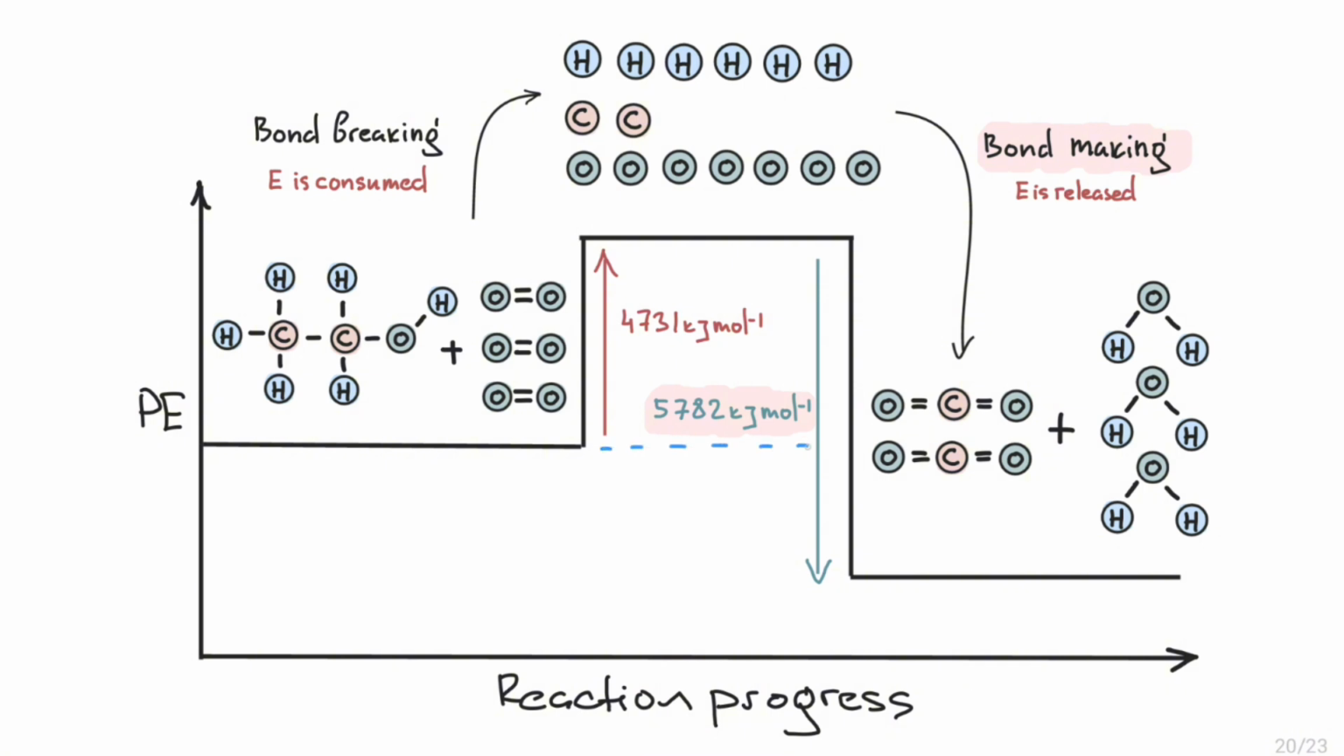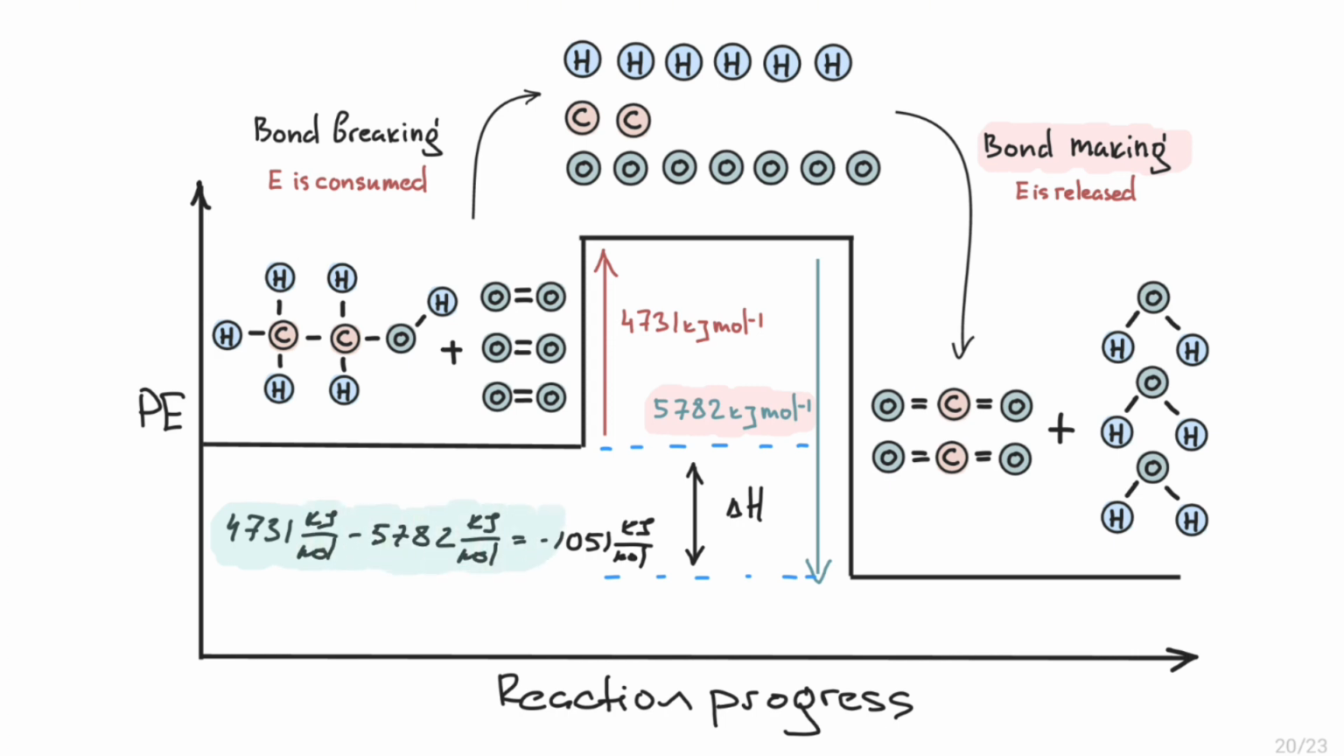To calculate the overall enthalpy change, it's a matter of simple arithmetic. The energy consumed during bond breaking, 4731 kilojoules per mole, minus the energy released during bond making, 5782 kilojoules per mole, gives us the enthalpy change for the entire process. So the overall enthalpy change for the ethanol combustion process is a release of 1051 kilojoules per mole.